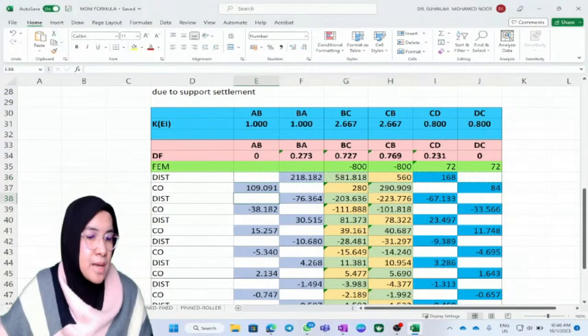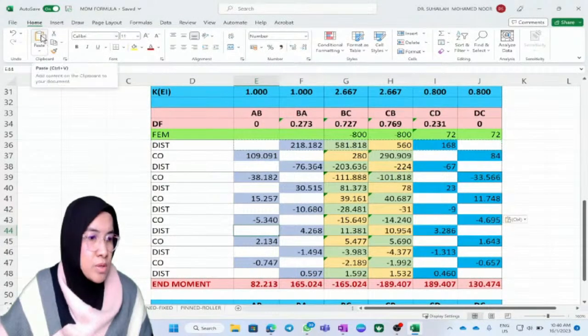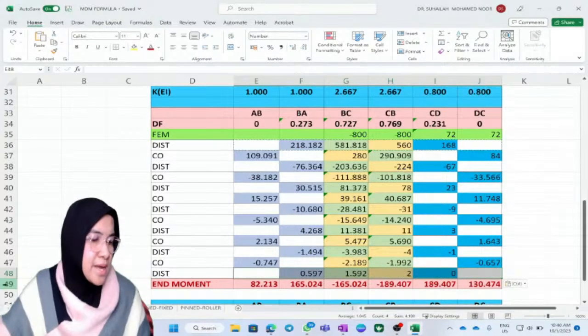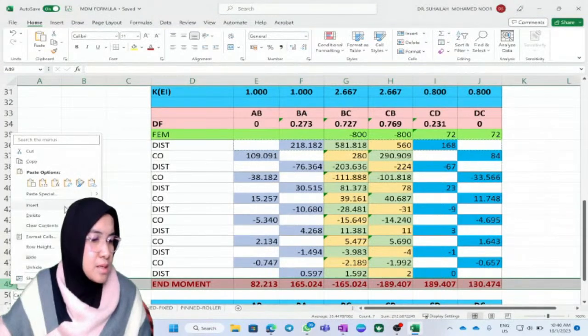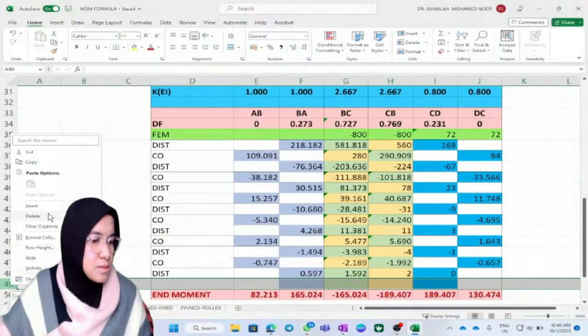Okay, I just need to check back. Negative 76, is it correct? Yes. 30.515. Negative 10. 4.268. 1.9. 1.4. And 0.57. Okay, so then we can continue again, because we don't get 0.0 yet.